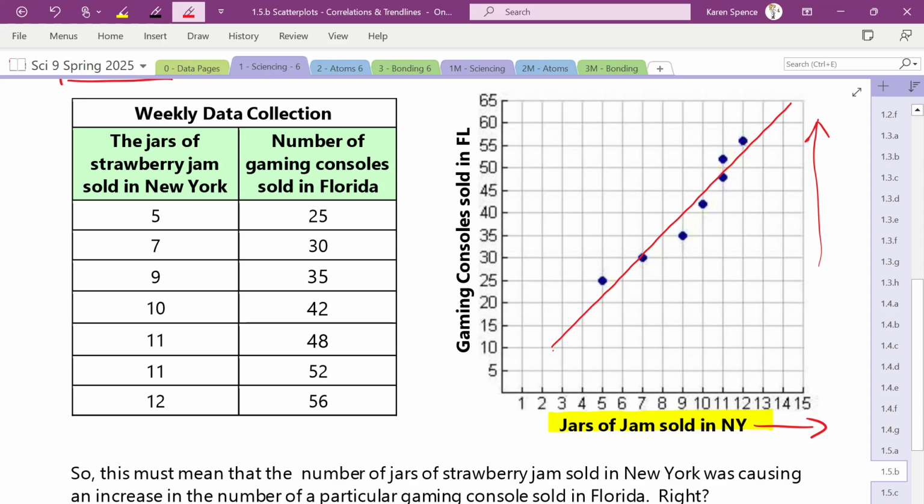Anyone have a maybe they want to share? Advertisement. Yeah, maybe there was like a whole advertising push for both of them at the same time. That could have been. Any other maybes? Yes? Yeah, there could have been sales going on at the same time. Absolutely.